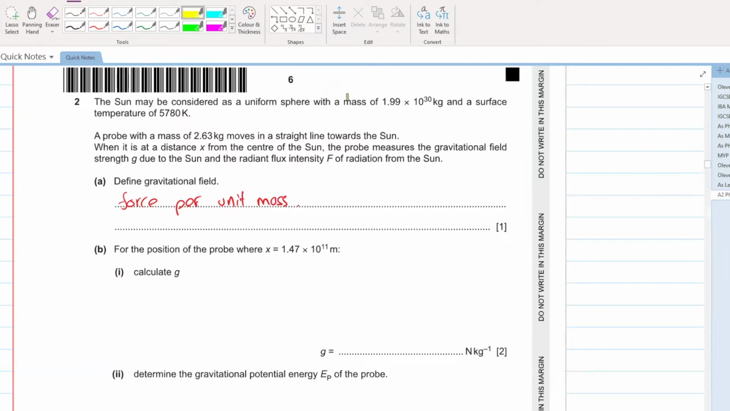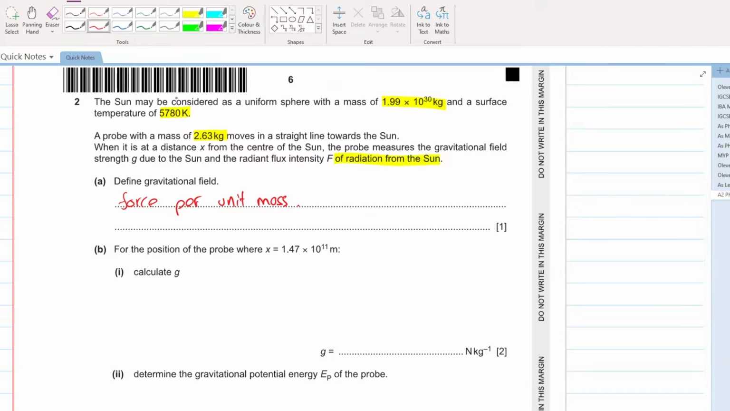अब देखो भाई, क्वेश्चन 2 को पढ़ो। The sun is to be considered to be a uniform sphere with a mass of this, ठीक है, सन का मास ये है, and the surface temperature of this. Please, please pay attention, आहिस्ता आहिस्ता हर चीज को पढ़ो. A probe with a mass of this moves in a straight line towards the sun. Perfect. When it is at a distance x from the center of the sun, the probe measures the gravitational field strength g due to the sun and radiant flux intensity of the sun.